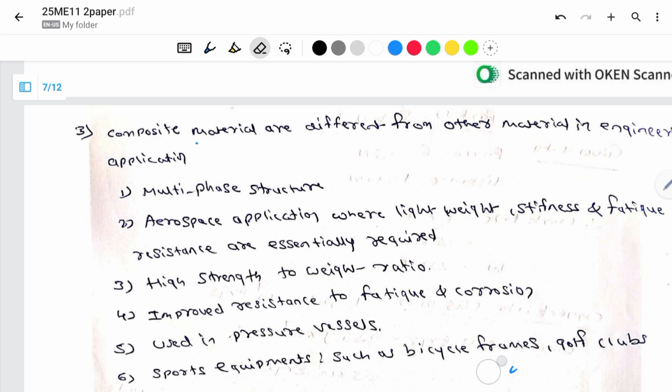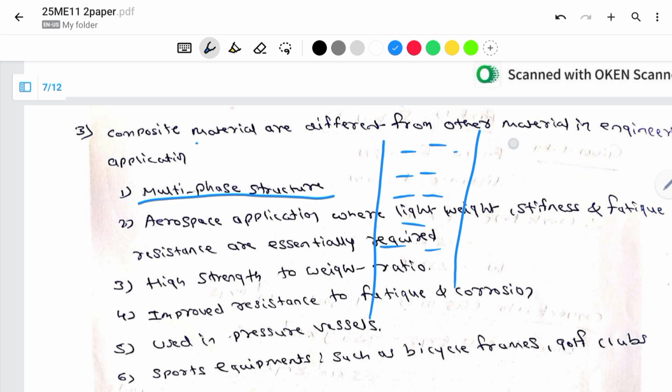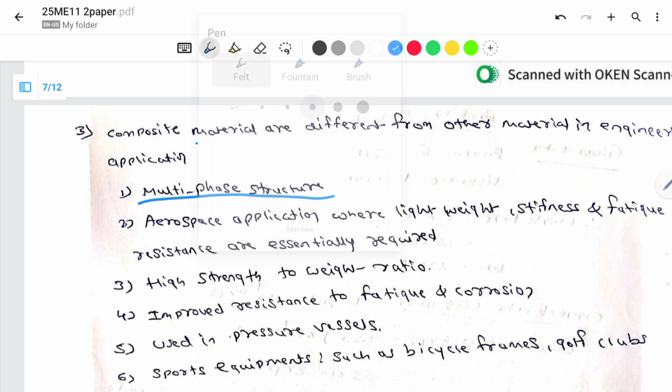Now how can you write the answer for this? How is it different? It has multiple phases in the structure. You can develop multiple structures here, because when you are reinforcing material, you can place it horizontal or vertical, depending upon how much strength you require and what impact you are getting. On that basis you are developing the materials. In aerospace applications the material becomes light in weight compared to other metals and alloys. The weight will be less.